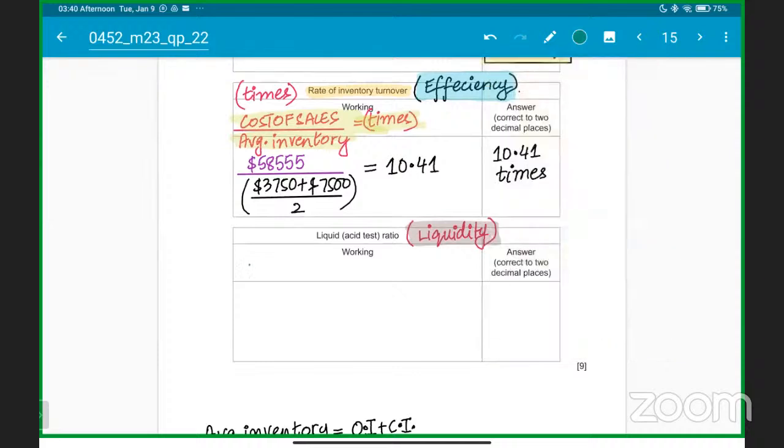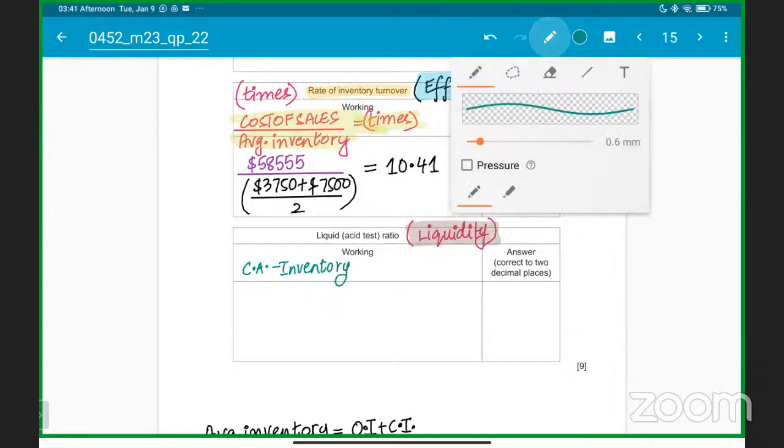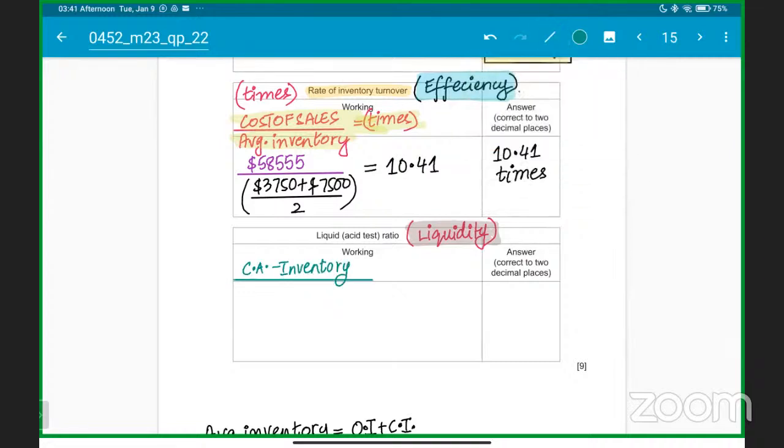The liquid asset test ratio is basically all the current assets you take in, except for the closing inventory. You subtract that in the liquid ratio and you divide by the current liabilities. Okay, getting it, students? Are you following me? Clear? Yes, sir.